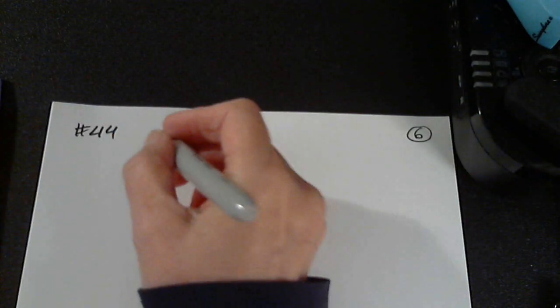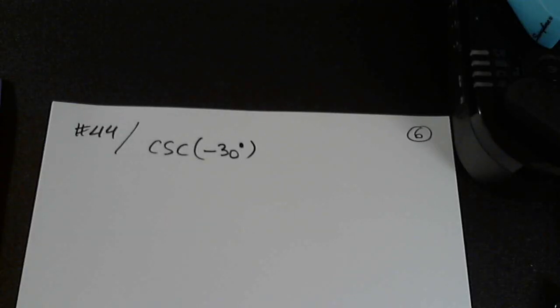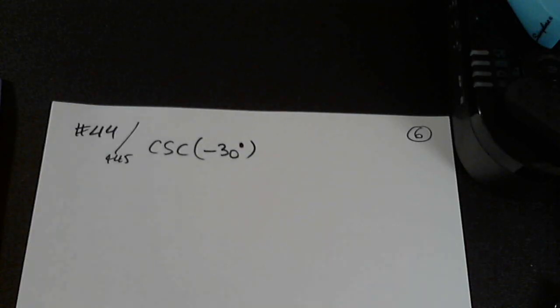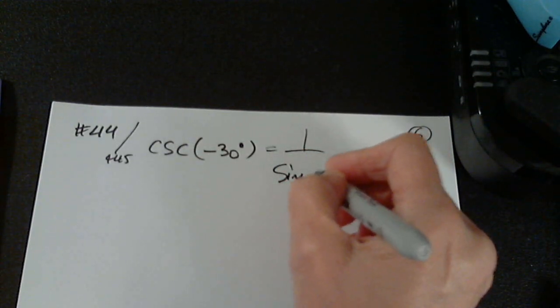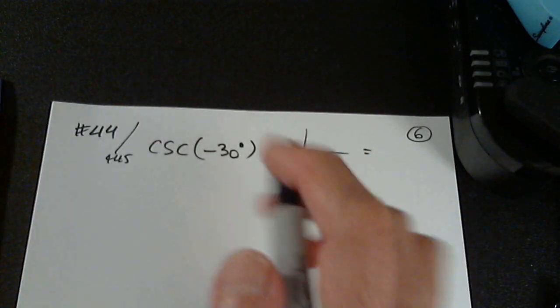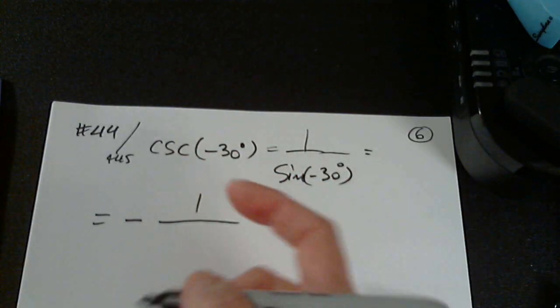44. Good. 44, you said? 44, we have cosecant of negative 30 degrees, and this is on page, was 444, right? 445. Good. Perfect pick. First of all, you can change this directly into 1 over sine of negative 30 degrees. And we know that sine is an odd function. So I have negative in front here, but it's positive at the top, so I can put it already in front of the fraction.